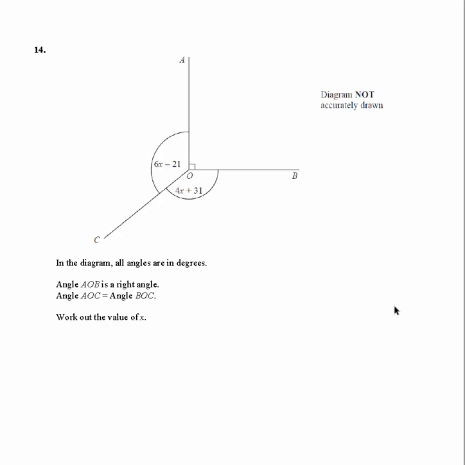And lastly, probably the most simple way, is they tell you that these 2 angles are the same. So you could simply just write 6x minus 21 equals 4x add 31 and then solve that equation. So there's 3 different ways of doing it. They'll get the same answer, and I would just choose the way that gives you the best chance of solving the equation. Any way you do it, you'll get the same answer.